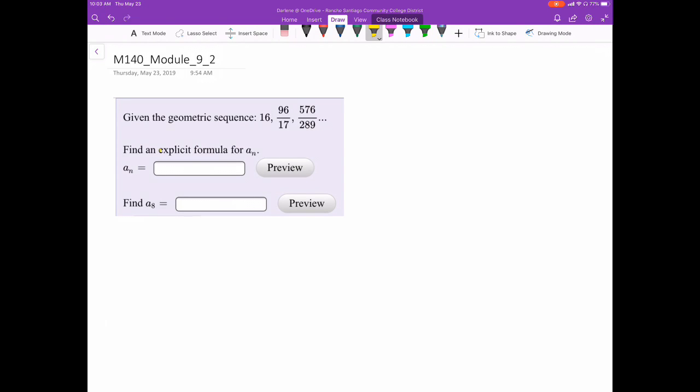We're going to determine the explicit formula for the geometric sequence given, and then the eighth term after finding the generic formula. So the first thing we need to note is the formula for a geometric sequence is given to us by a r to the n minus 1, and that's for any term.